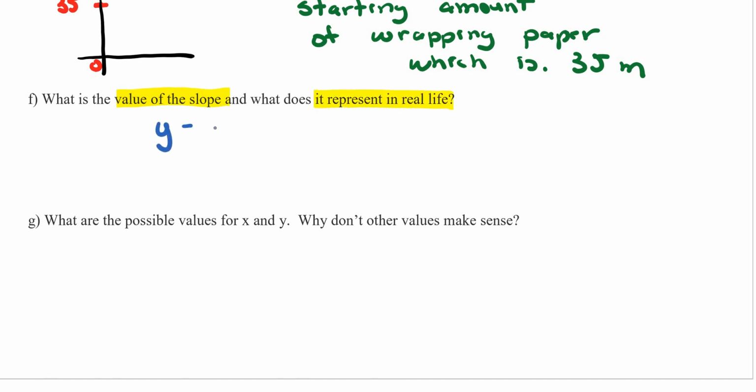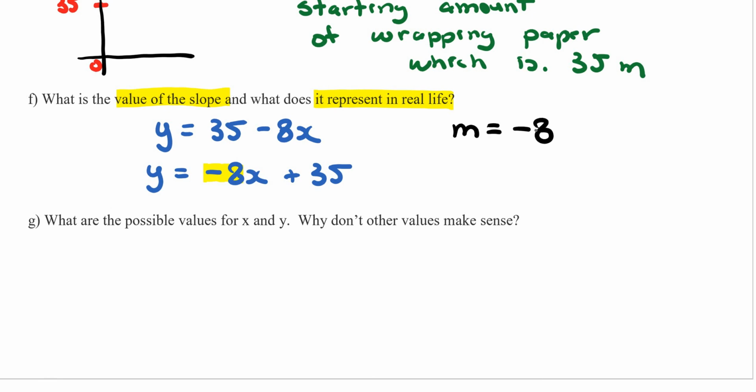What is the value of the slope, and what does it represent in real life? Well, I know that the equation is 35 minus 8x. If I rearrange this, I get negative 8x plus 35, and it turns out the slope is negative 8. So what does the slope represent in real life? If you think about this number, it's really negative 8 over 1. What that means is if one gift takes 1 meter of wrapping paper, then for a total of 8 identical gifts, I need to use 8 meters of total wrapping paper that's going to be used up. So that's what the slope means.